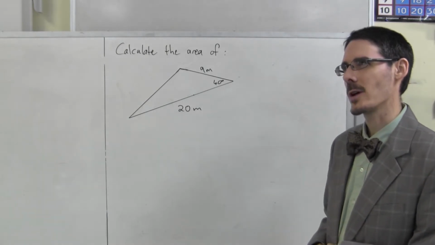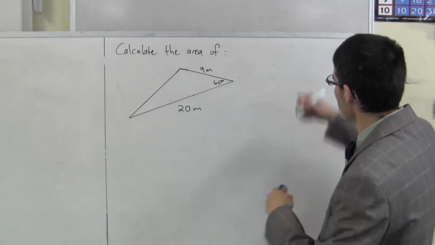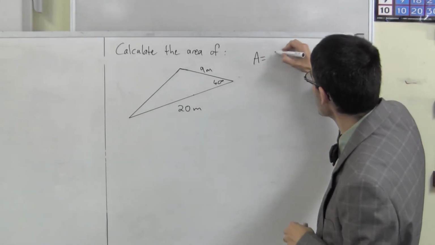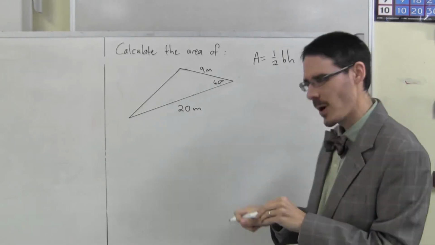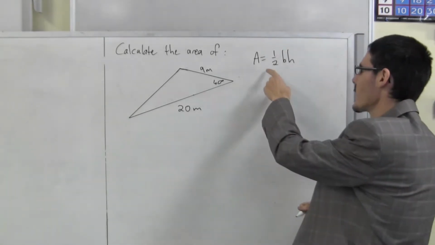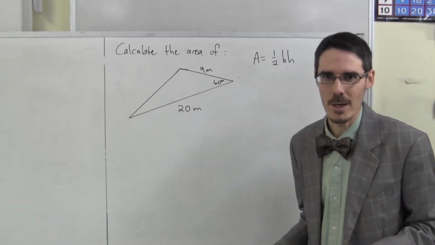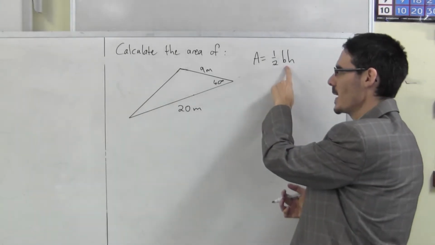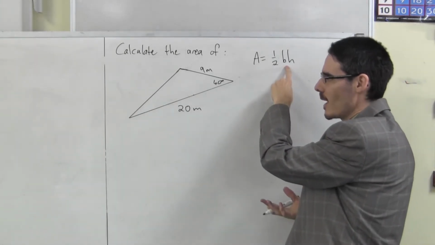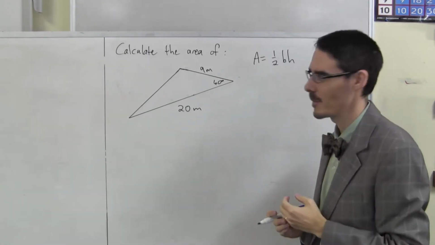Calculate the area of a triangle. What's the formula for the area of a triangle? Isn't it area is half base times height? Now you might have learnt that as base times height divided by 2 or length times width divided by 2. Doesn't matter. The key though is this: the base and the height, or the length and the width, have to be at right angles to each other, have to be perpendicular.